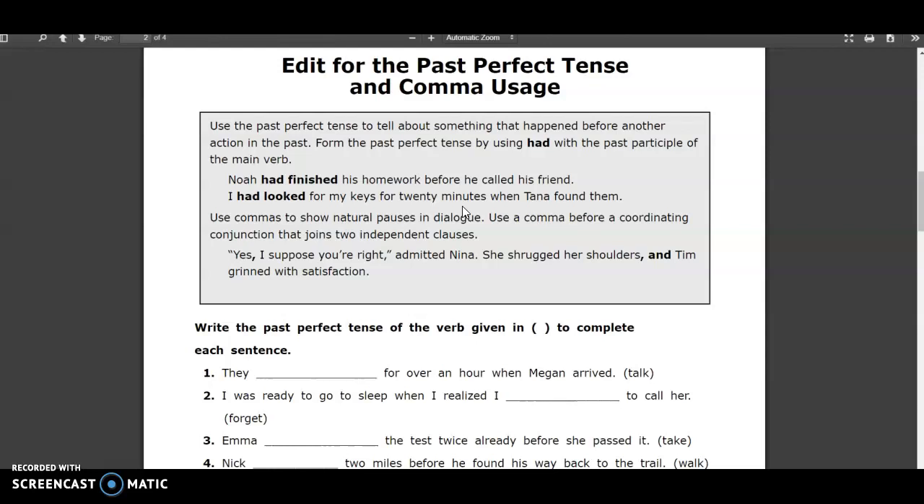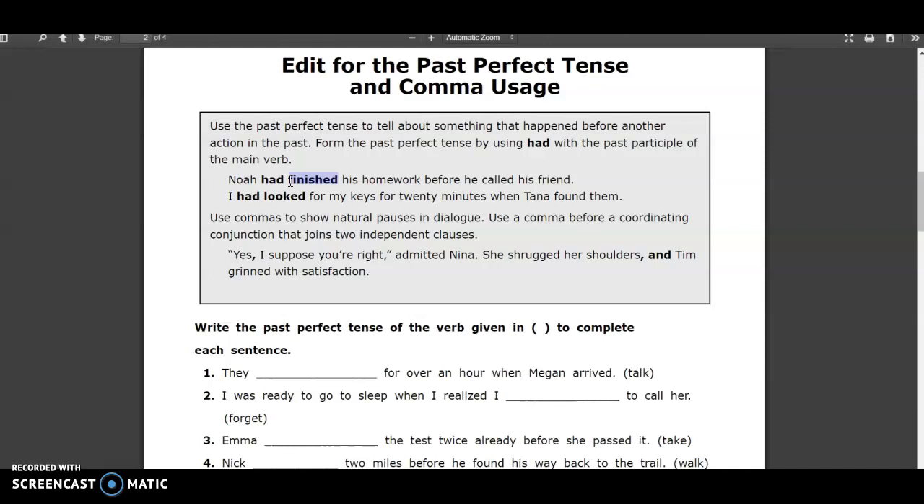So this kind of reminds you to use the past perfect tense to tell about something that happened before another action in the past. So the past perfect tense is made by using had with what they call the past participle, the main verb. So participle just means like the form. This verb is in past tense. Okay, it has the ed on the end, so it's in past tense. And then they're telling you to add had before that verb that's in past tense.